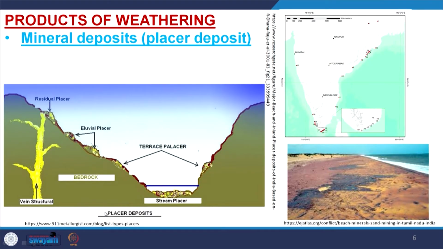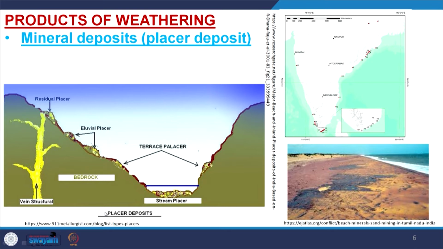Then what are these products? So far we have been discussing weathering: physical, chemical, biological, and combinations of those. What is the product? What is the utility? So, first and foremost product is the mineral deposit. There are two types of mineral deposit.